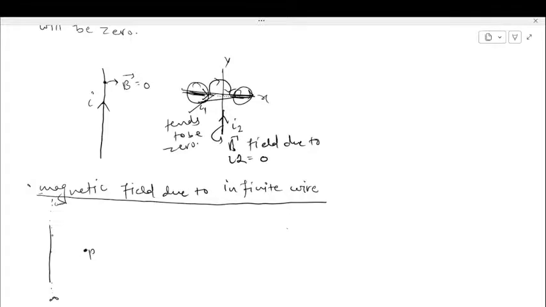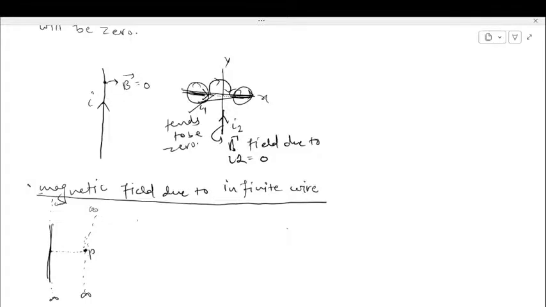So we have to join the perpendicular line which joins P, and we have to join the ends of the wire to the point P where we have to find the magnetic field. The both ends are at infinity, so point P joins the wire at infinity. If we extend this line, it will join at infinity.